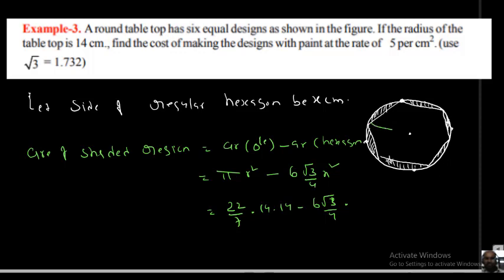So join any radii. This is O. This is A, this is B. So this is automatically what happened? An equilateral triangle only. So that's why the side of the hexagon should be the radius of the circle. I will write a note: triangle OAB is an equilateral.